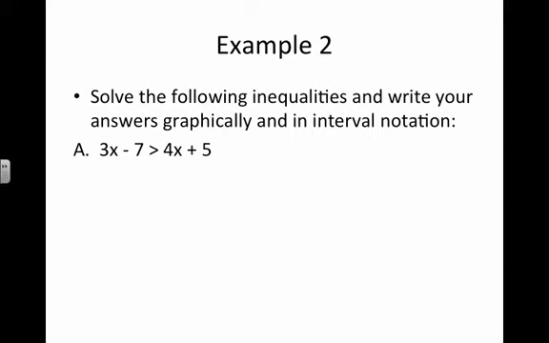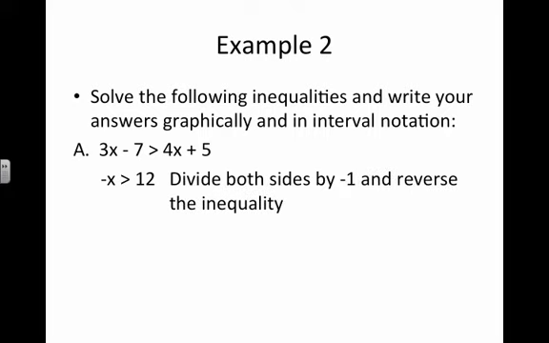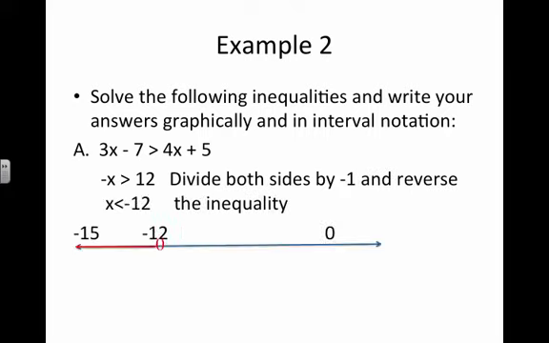For inequalities, we like our x's to be on the left-hand side. So we would subtract 4x from both sides to give us negative x. And then we'd add 7 to both sides to give us 12. Negative x is greater than 12. That's great, but we want to know something about x. So we need to divide by negative 1. And that reverses the inequality. So you end up with x less than negative 12.